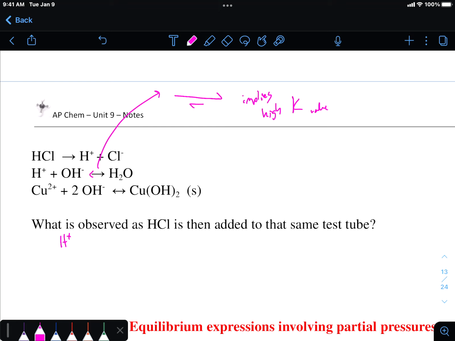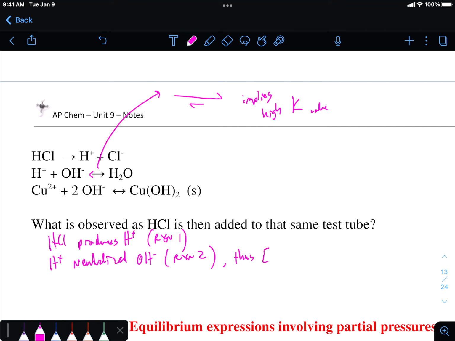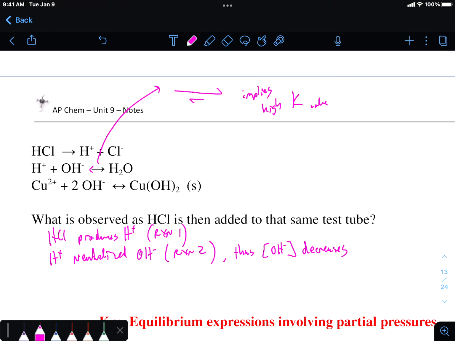Well, HCl produces H plus, reaction 1. H plus neutralizes hydroxide, reaction 2. Now, if hydroxide is being neutralized, that means the concentration of hydroxide in reaction 2 is being decreased. Right? So then, reaction 3 shifts left to replace concentration of hydroxide. And if reaction 3 is shifting left, do we see a change in visual appearance?